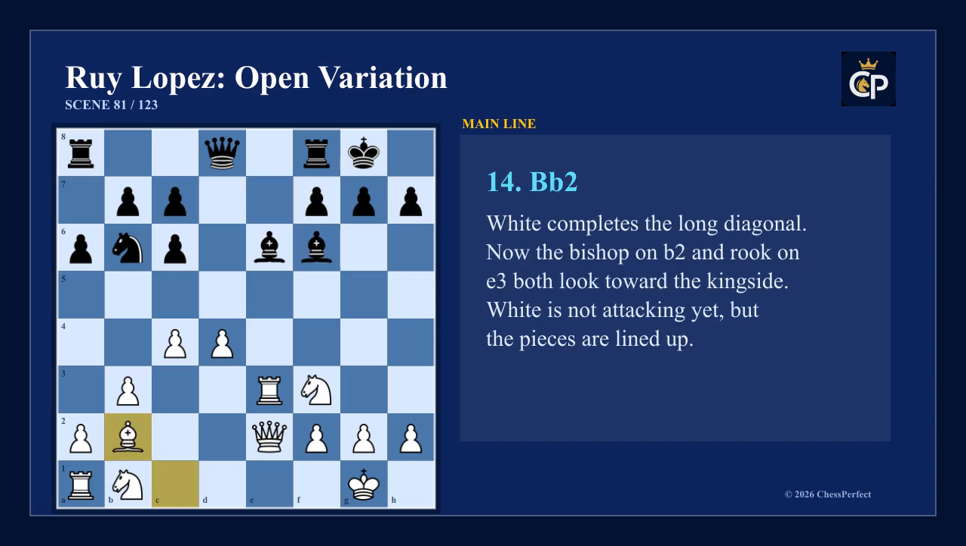Bishop b2. White completes the long diagonal. Now the bishop on b2 and rook on e3 both look toward the king's side. White is not attacking yet, but the pieces are lined up.